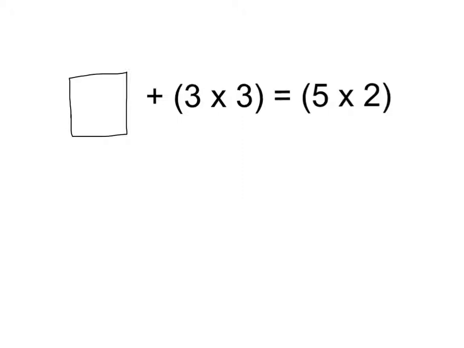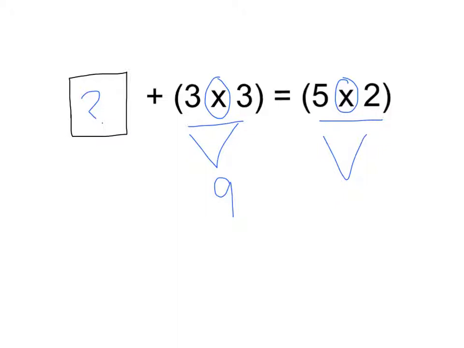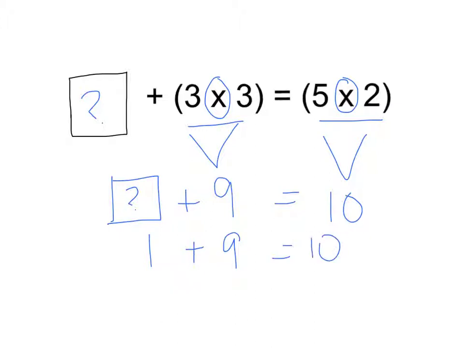Let's see another sample problem of this complicated equation. So here's my what. What plus 3 times 3 equals 5 times 2. So before I can move on, I have to solve these operation signs. 3 times 3, 3, 6, 9. 5 times 2, 5, 10. Now I have something I can work with. What plus 9 equals 10? Well, because I'm so good with addition and subtraction, I know that 1 plus 9 equals 10. So the mystery number is 1.